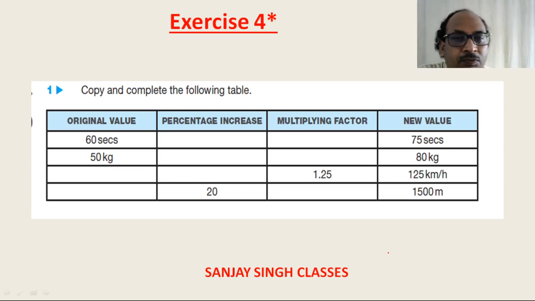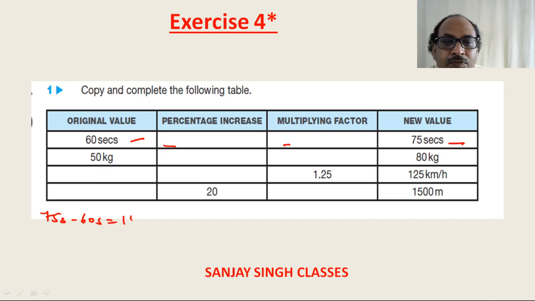Okay, coming to exercise 4 now, it will be fast. We can do multiplications and other things to find the multiplying factor quickly. Okay, so we are given 60 seconds, we are given 75 seconds, we are not given percentage increase, we are not given multiplying factor. So the very first thing is to find out how much increase has taken place. So in the first one, increase is 75 minus 60.